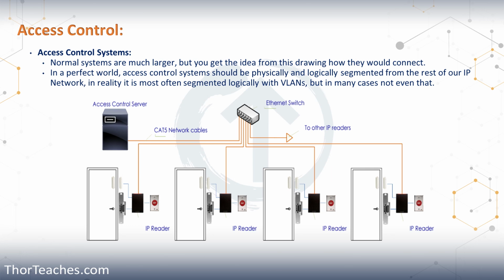Since it's normal for doors like this and entry points to be dispersed throughout the entire organization in all our buildings, it is pretty common just to tack them on, use the existing infrastructure. We just segment access control off to its own VLAN, but in the perfect world, rainbows and unicorns, we would have an entire network just for access control.